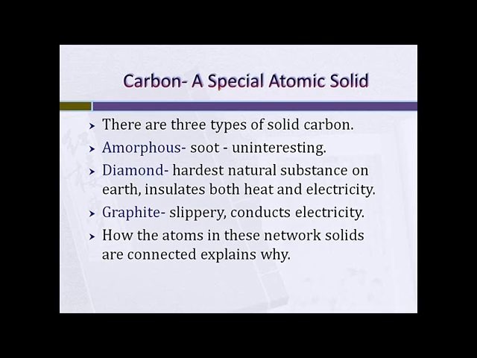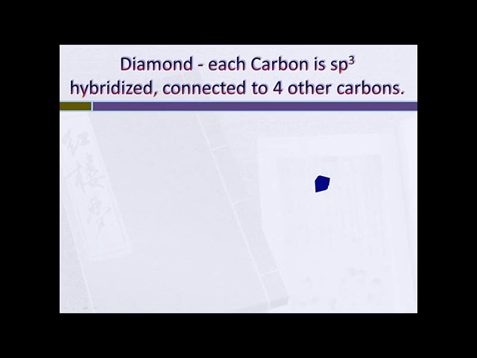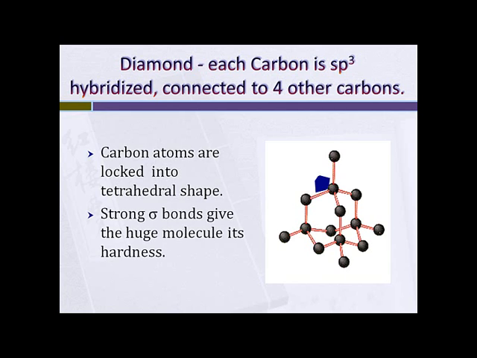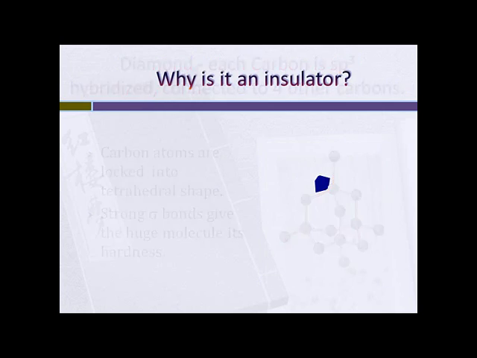How are the atoms in these solids put together? Because that's what explains why they're amorphous, or diamond, or graphite. In diamond, every single carbon is sp3 hybridized, and it's connected to four other carbons. So what we actually have is a network covalent solid with very strong sigma bonds in a huge molecule giving its hardness. And in fact, when diamonds are cut, they're actually broken along areas where there are no bonds due to errors in the crystal.